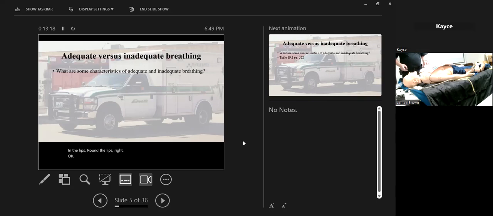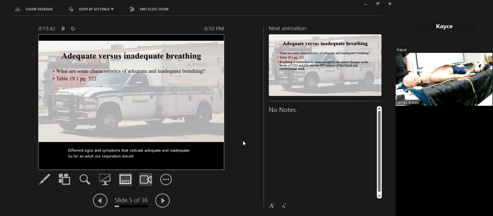Okay. You turn to page 522 in your book. There's table 19.1, and it talks about different signs and symptoms that indicate adequate and inadequate breathing. So for an adult, our respiration should be what? 12 to 20 breaths per minute.